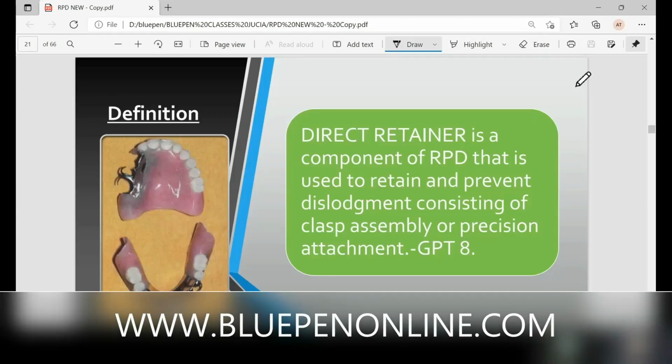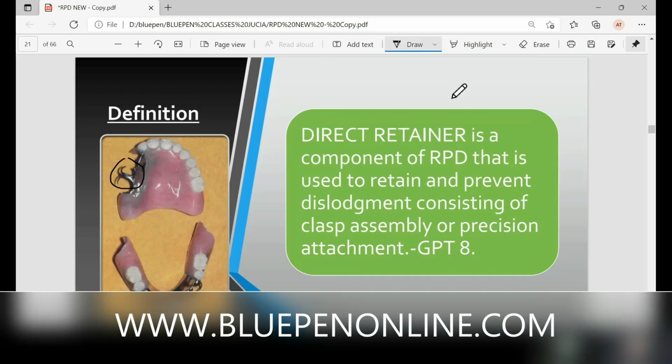Good evening. So, direct retainers are actually a component of your RPD only. Your clasp, right? The clasp actually comes under your direct retainer. The term suggests it: direct retainer, retention. That's a component which is going to give some kind of retention. Directly, it is going to give some kind of retention, to prevent the dislodgement of the prosthesis that you are going to put. This is your clasp. That is your direct retainer.